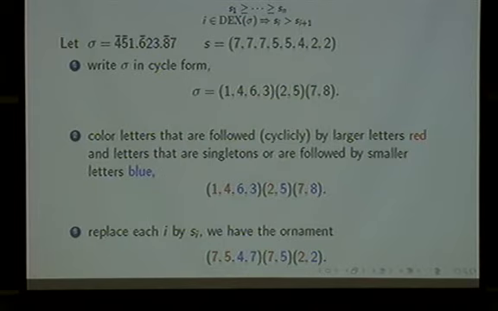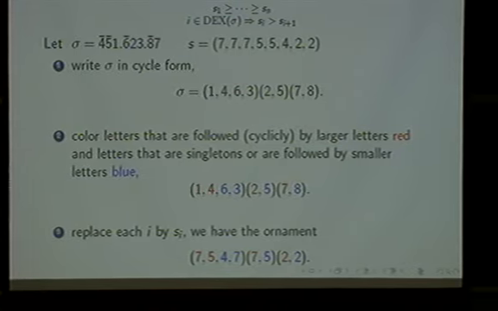Replace 1 by the first letter, S1, so we get 7. Replace this 4 by the fourth letter in the sequence, which is 5, so we get 5 down there. So that's how we make the substitutions, and we end up with an ornament. Of course, we have to prove it's an ornament. We have to prove that these words are primitive.